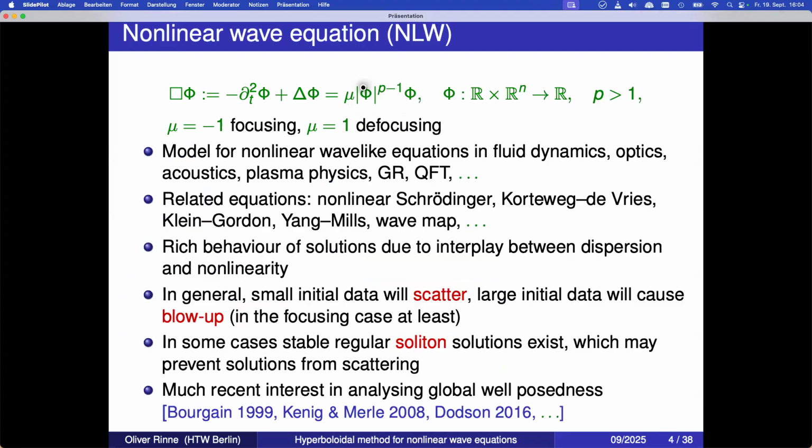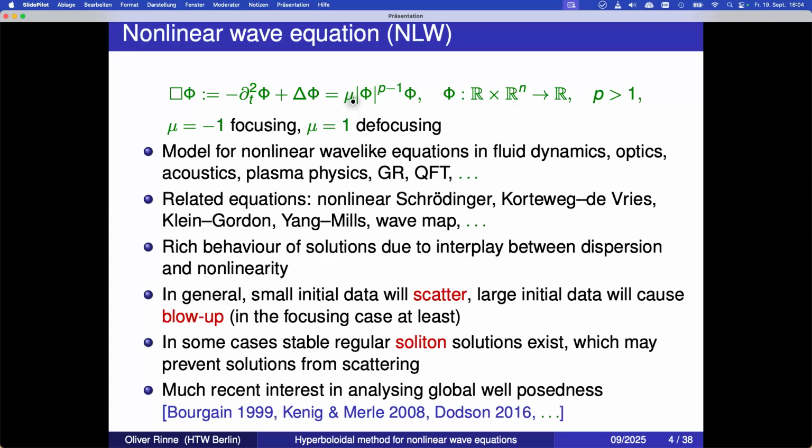So this is essentially the scalar field phi to the pth power. P is a constant greater than 1. And this phi now lives in n space dimensions and 1 time dimension. This mu here is a constant. It's either plus or minus 1.